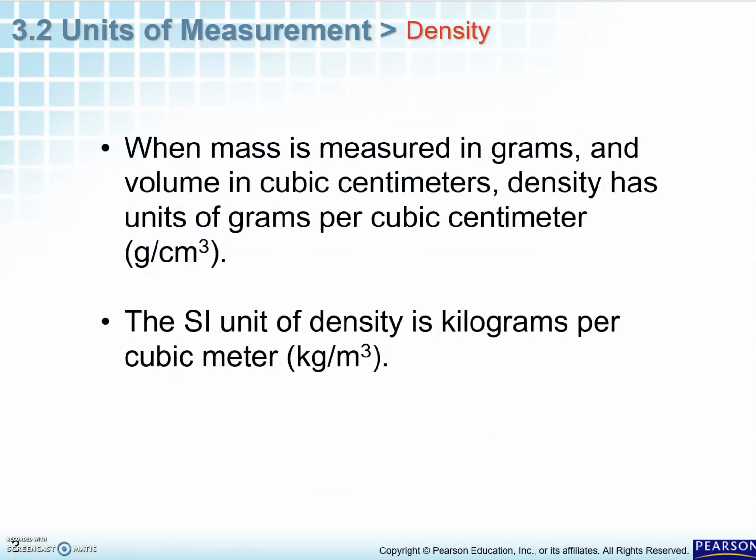When mass is measured in grams, which is what we usually use, and the volume is in cubic centimeters, then the density is going to be given the units of grams divided by centimeters cubed, or grams per centimeter cubed. Whenever you're looking at the SI unit, you use kilograms per centimeter cubed. That is also a possibility.